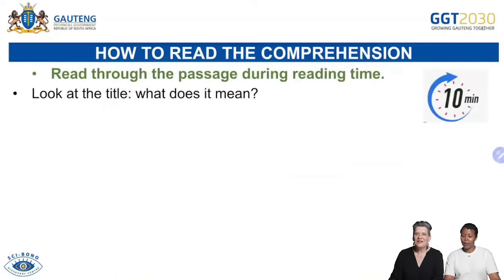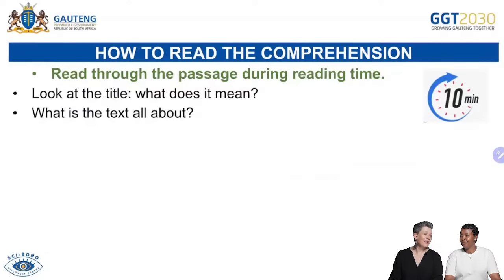So let's quickly run through how you should read it. Because I know it's easy just to say read, but there's actually a whole strategy behind it. It's really important for you to look at the title and think about what does it mean. Because somewhere we might ask you, does this title fit in with the rest of the article? So always keep your title in mind to see how it fits in. And then, as she said, you have to know what the text is all about. In other words, the gist. What happens? What are they talking about?